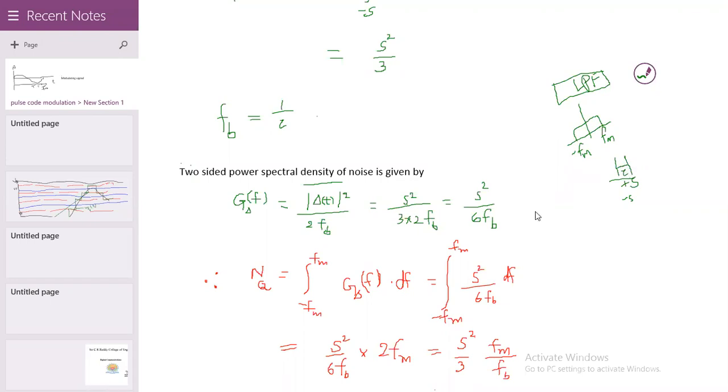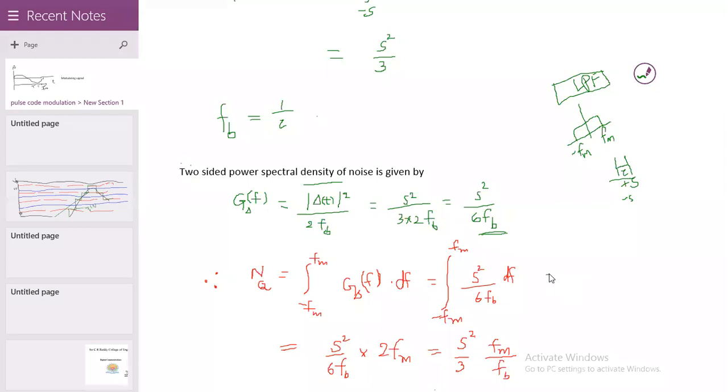So 2 into FB, where delta of T square bar is the mean square error, that is power, S square by 3 into 2FB. That is equal to S square by 6FB. The power spectral density of noise is equal to S square by 6FB. Okay, you have come up to here.